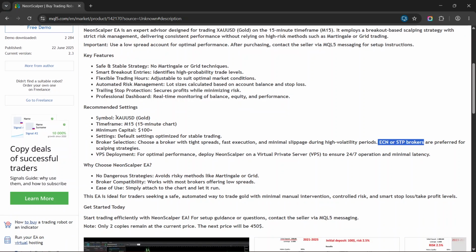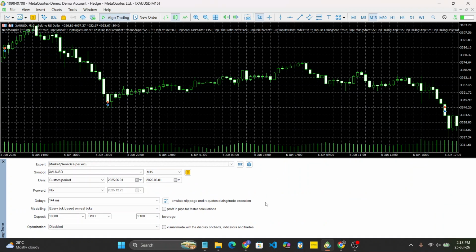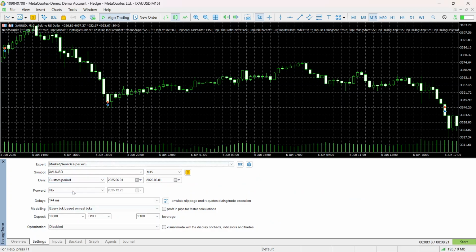Now before we get into the backtesting, let's look at the recommended settings. We have symbol Gold USD, time frame M15, minimum capital of $100, and default settings optimized. Let's go into my backtest and see how it actually performs. Now, if you see, I'm testing on Gold USD on the M15 time frame, a one-year test from June 2025 to June 2026. It's every tick based on real ticks.